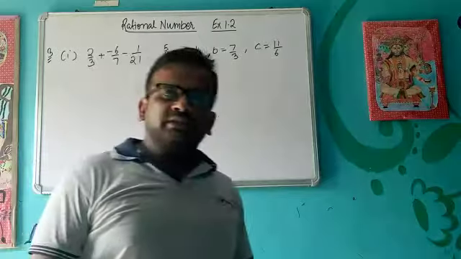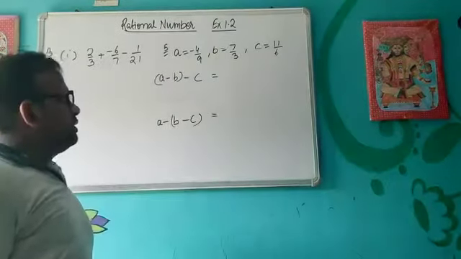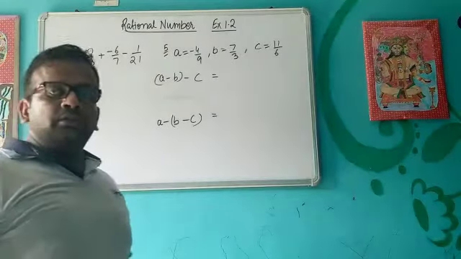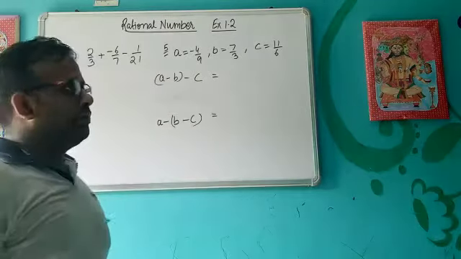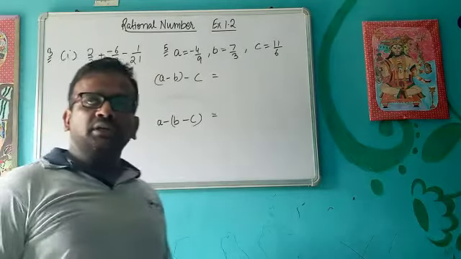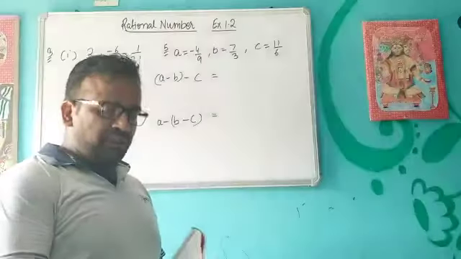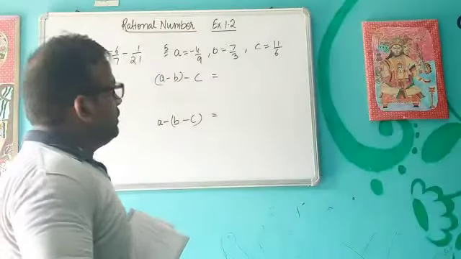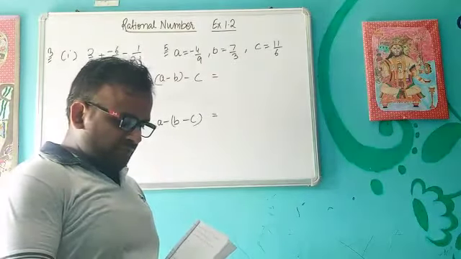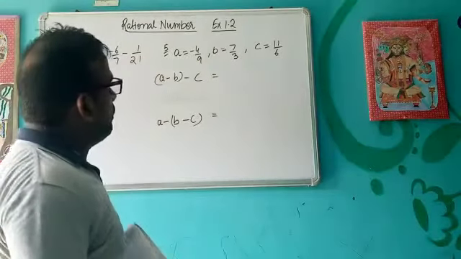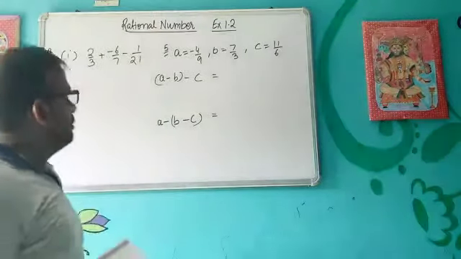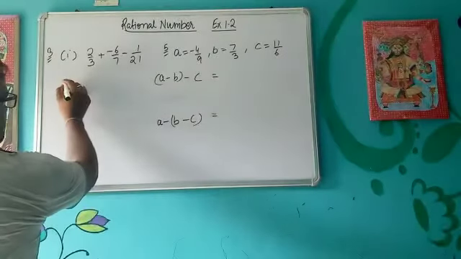So we have started this chapter, rational numbers, and three exercises I have given you in the holiday homework. So I am doing a little bit of revision of the concepts that you have learned in the previous class. So the first exercise we have discussed and revised. Now let's move on to the next exercise, 1.2. So we have to solve this.